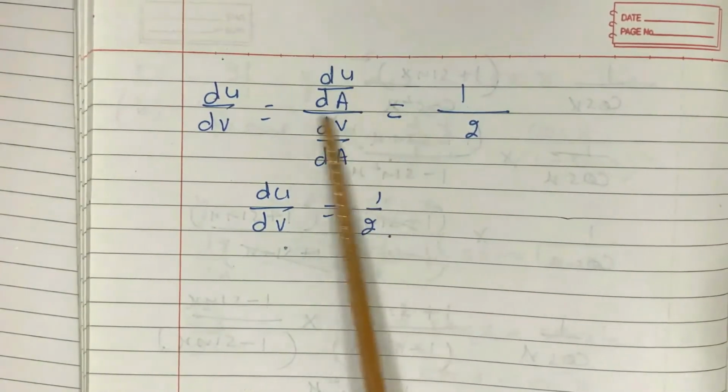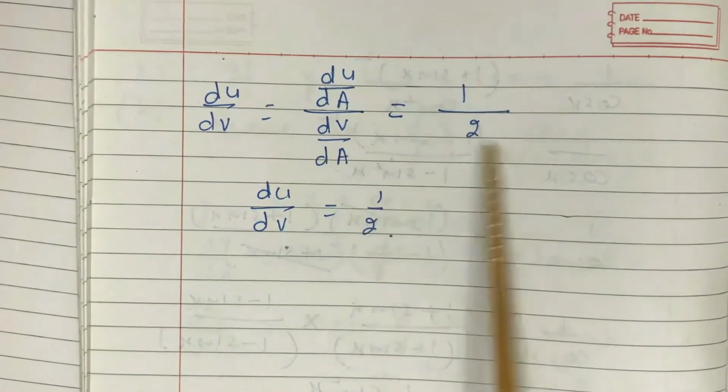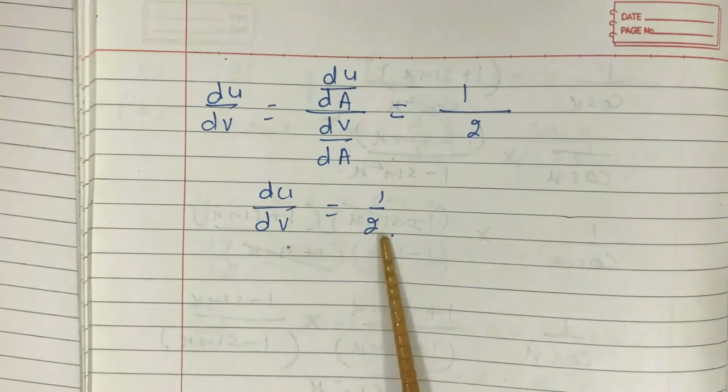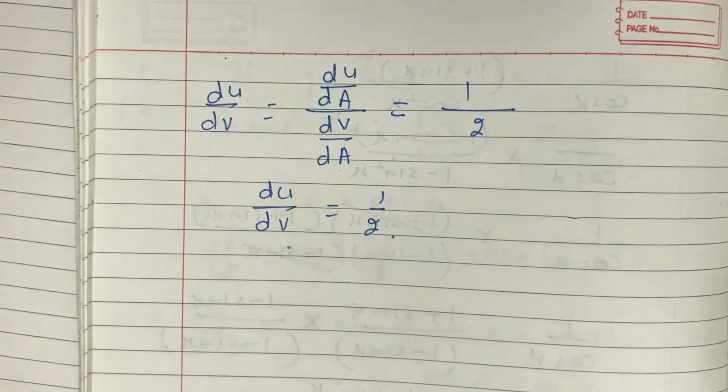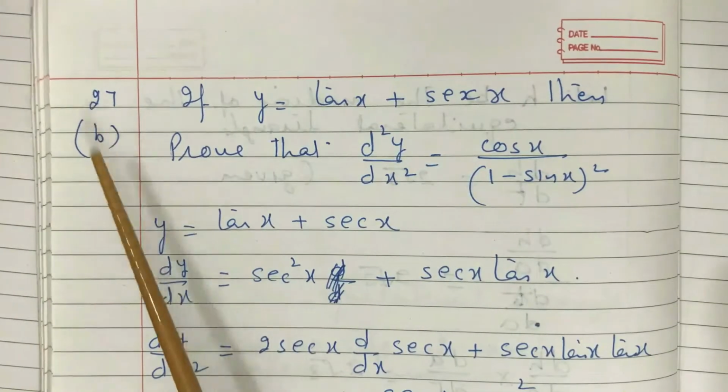That is equal, this is equal to 1, this is equal to 2. So the answer is du by dv is equal to 1 by 2. That is the answer. Now 27th B part.